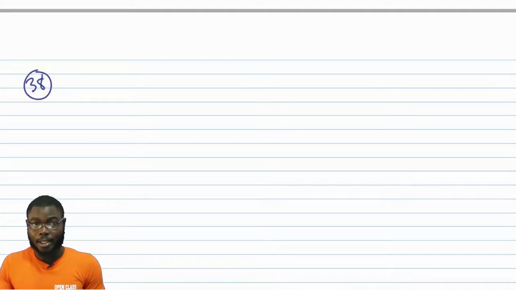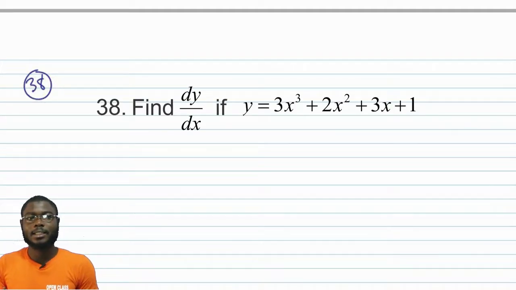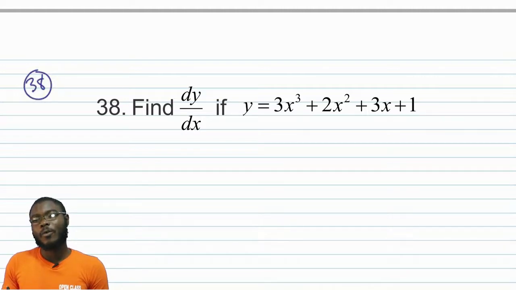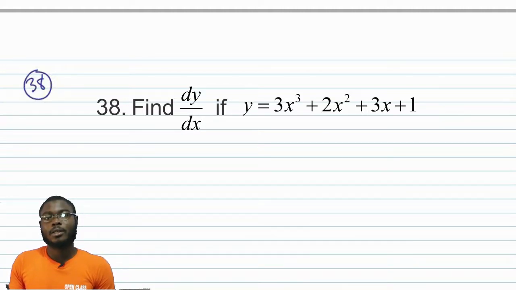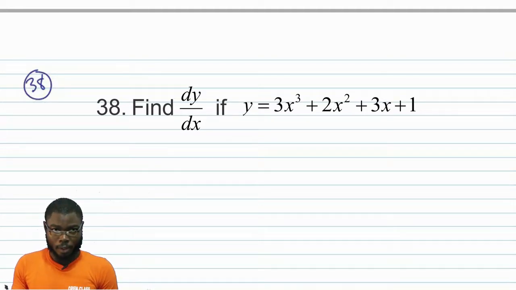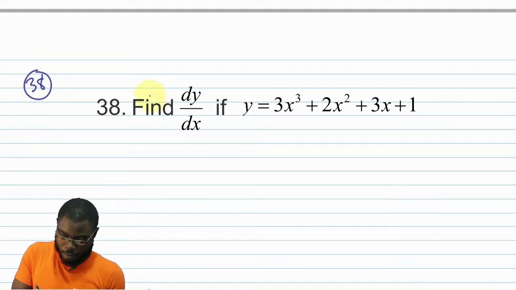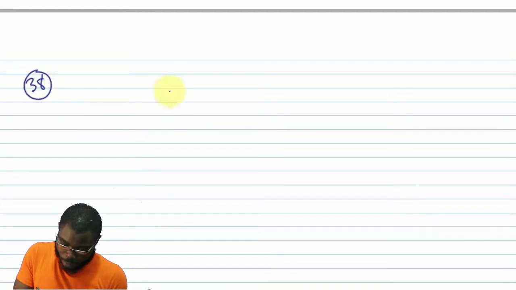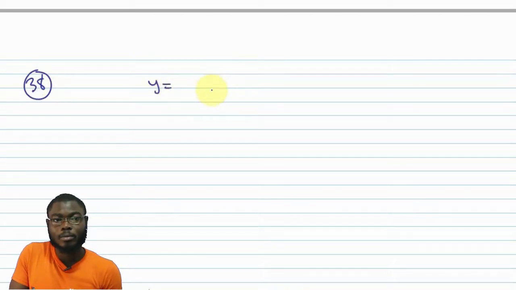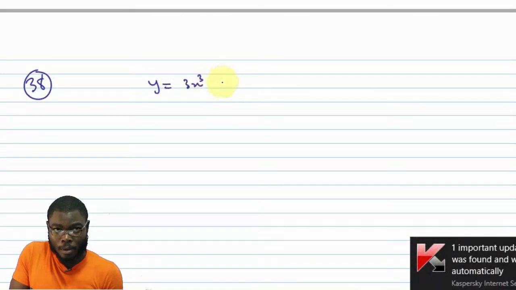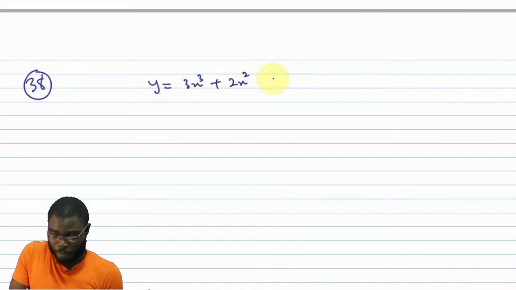All right, 38. Question 38 says find dy/dx if y equals 3x cubed plus 2x squared plus 3x plus 1. Okay, so find dy/dx. We have y equals 3x cubed plus 2x squared plus 3x plus 1.